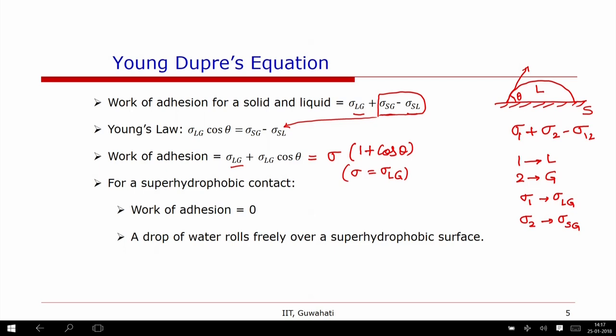So for a super hydrophobic surface, the contact angle theta is equal to pi or 180 degrees, so that means cos theta is equal to minus 1. So the work of adhesion for a super hydrophobic surface is 0, as you can see from here. So that means that no work is required for a drop of water to move over a hydrophobic surface. So a drop of water rolls freely over a super hydrophobic surface. Okay.